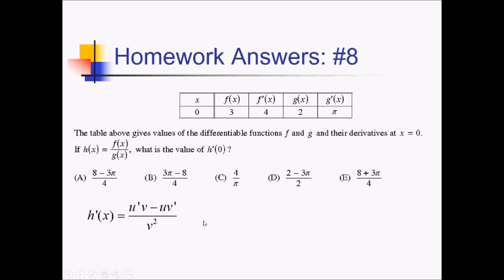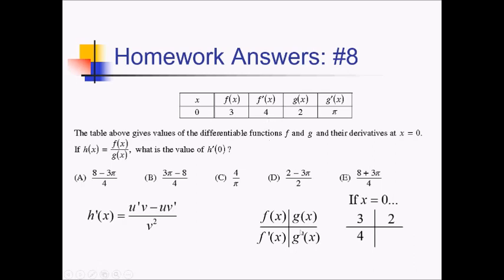So now, in particular, we're going to use the box and ribbon to organize this information. So I've got f of x and g of x, my numerator and my denominator, and their derivatives, which are f prime and g prime. Okay, so let's plug 0 in now, and I'm just going to do this inside the box and ribbon. So I've got f of 0, which I can read right out of the table. That's going to be 3. g of 0 is going to be 2. f prime of 0, also in the table, that's 4. And then g prime of 0, that's up here, that's pi.